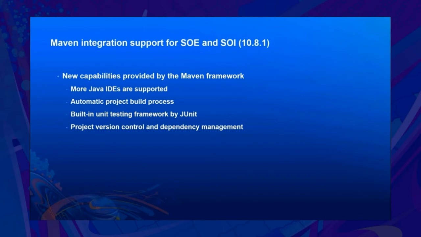Next, the built-in unit testing framework by JUnit can be used. In Maven integration, the Maven SOE or SOI archetypes are used as project templates, which also include a built-in unit testing framework. The unit testing framework allows you to write your own unit testing code for your SOE or SOI project. When the project is built, the unit test can be run automatically to validate your code.